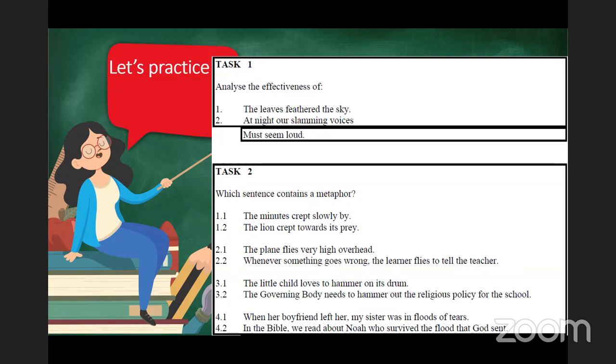So anyone would like to try? So think of the steps that we have gone through. So anyone would like to try here? You can just type. So the leaves feathered the sky. So we need to identify the figure of speech there. Find it first, identify it, explain it, and analyze. So anyone would like to try there?